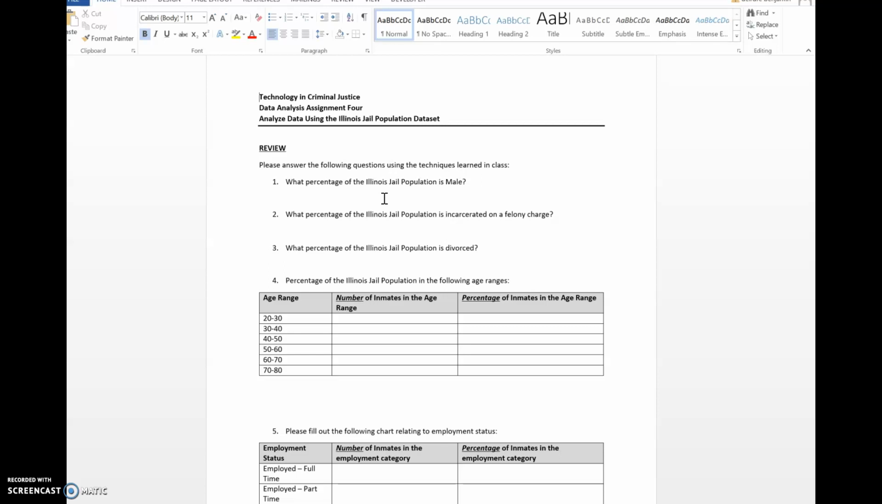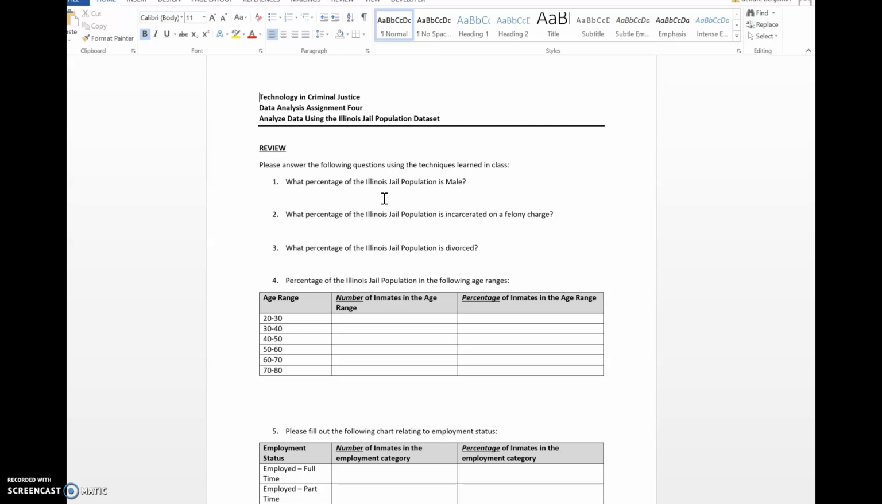And then what percentage of the Illinois jail population is incarcerated on a felony charge? And when we walk through the data set, you'll be able to see what column the felony charge is located in. Percentage of Illinois jail population in the following age ranges. What population of the Illinois jail population is divorced? So a lot of people will think, well, what does this matter? Well, it actually plays a role. I mean, it is somewhat of a significant issue.